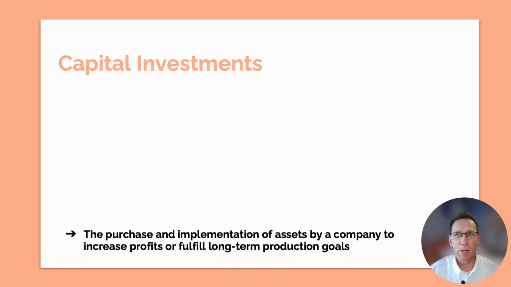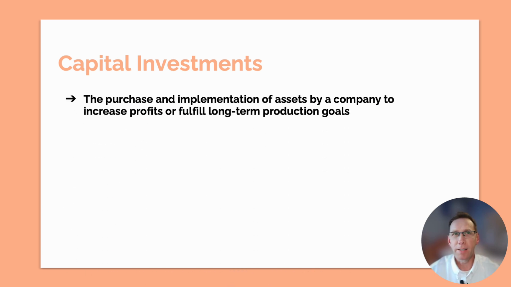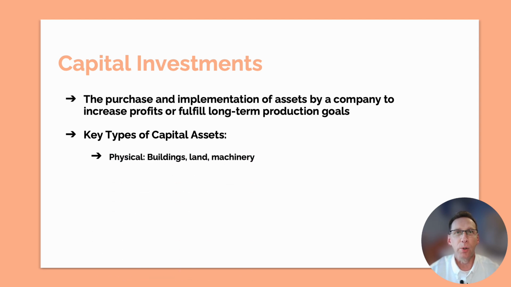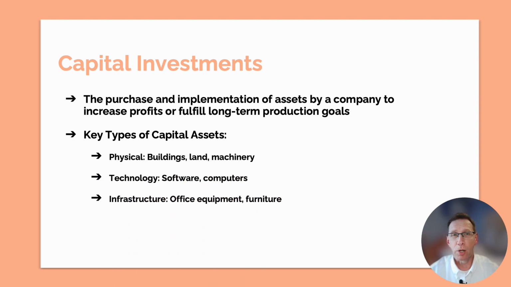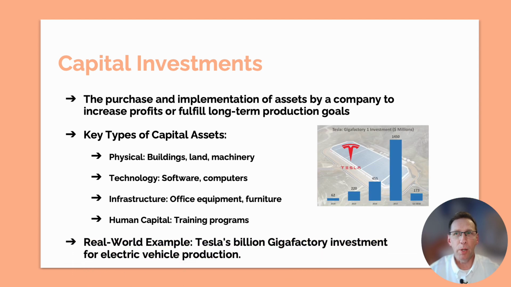So capital investments are the purchase and implementation of assets by a company to increase their profits or fulfill long-term production goals. Now, there are some key types of capital assets. They include physical, which is like buildings, land, machinery. There's technology, which is software and computers. There's infrastructure like office equipment and furniture, and there's human capital, which is like training programs. A real world example of a capital investment is Tesla's billion dollar Gigafactory investment for their electric vehicle production.